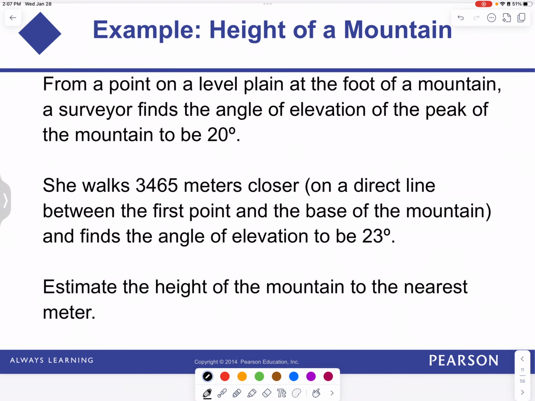Okay, so the height of a mountain. From a point on a level plane at the foot of a mountain, a surveyor finds the angle of elevation of the peak of the mountain to be 20 degrees. She walks 3465 meters closer on a direct line between the first point and the base of the mountain and finds the angle of elevation to be 23 degrees, right? So now it looks like we're going to be working with a triangle where our angle B is going to be obtuse, right? We'll see it momentarily. Estimate the height of the mountain to the nearest meter, right?